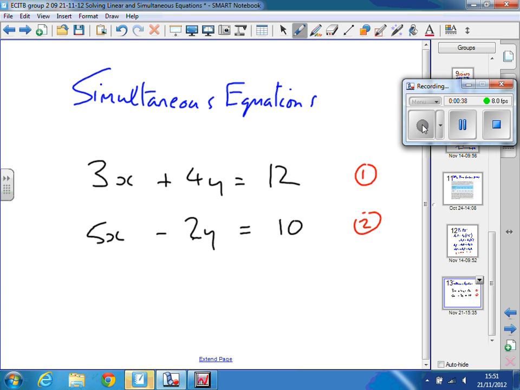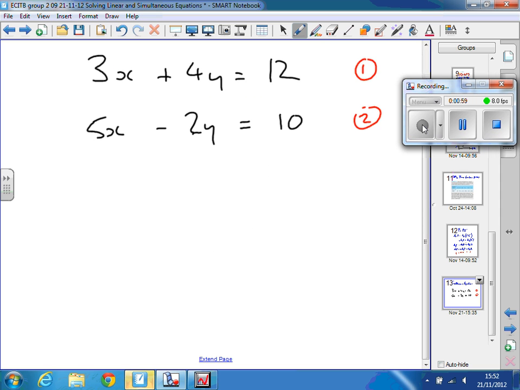If I had an equation with three unknowns in it, x, y and z, I would need three separate equations to be able to solve that. So long as I've got the same number of equations or more as number of unknowns I've got, I can solve them. And I do it in a couple of ways, either by substitution or by elimination. So simultaneous equations can be solved actually in three ways.